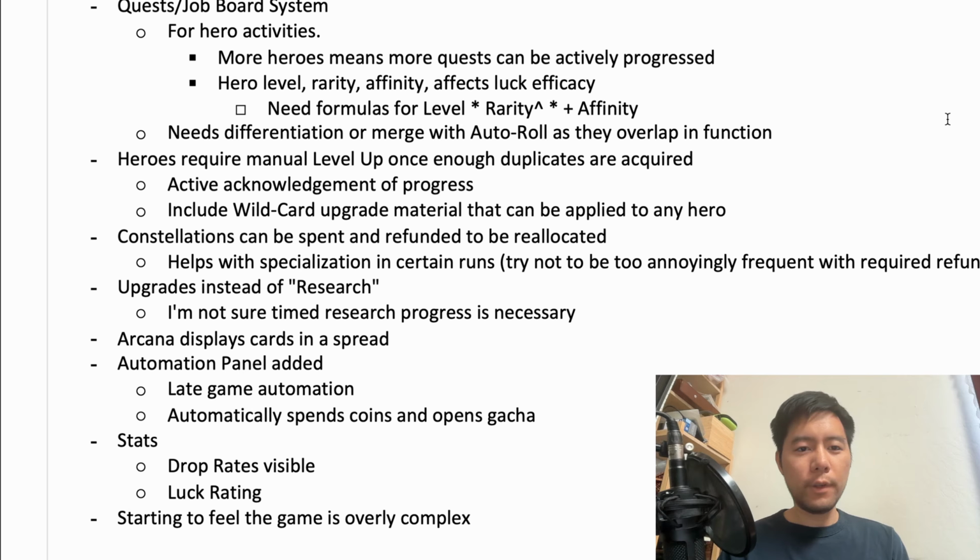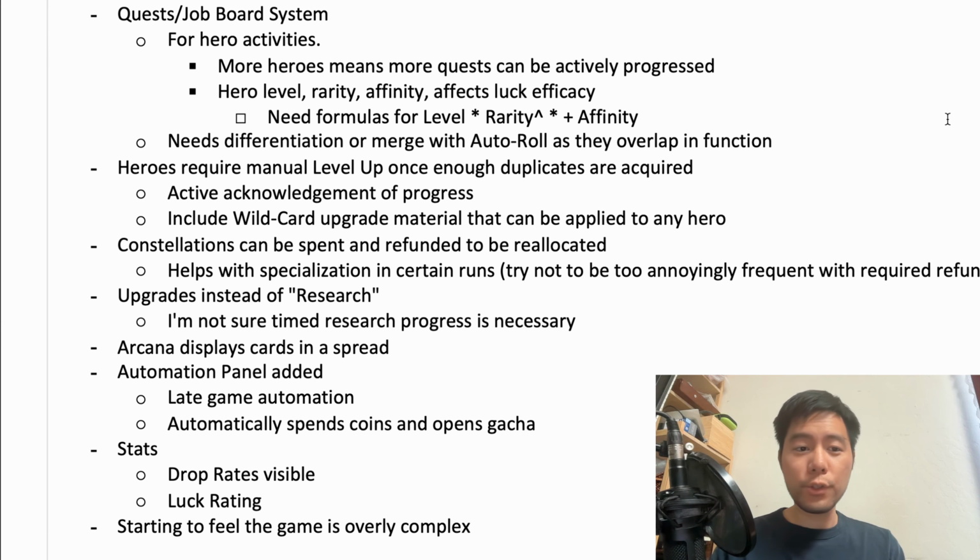Hero level, hero stats like level, rarity, affinity, luck is going to come in handy with these questing systems and let players aspire to level them up to get better stats if they're going to be applying these stats to the quest. But one concern that I have here with the quest system is that it needs to differentiate itself from the auto roll, as they're both kind of automation systems within the game as a whole.